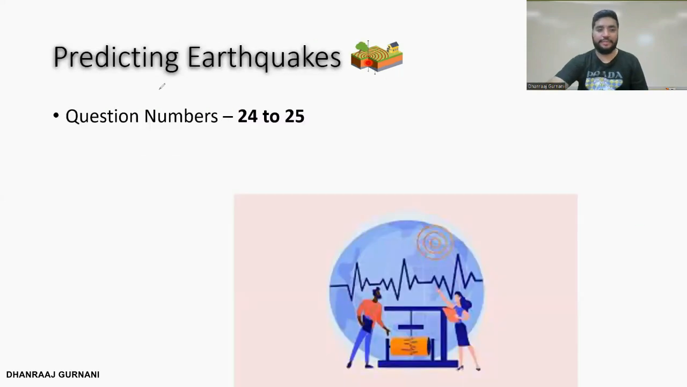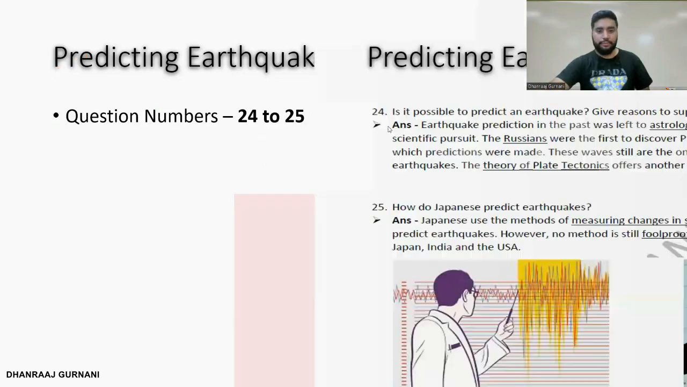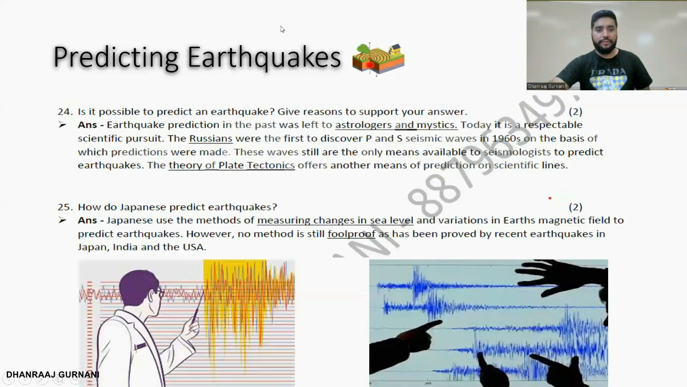Moving to the final answer, predicting earthquakes. We have two questions here, question number 24 and 25. Let's see what question number 24 says. Is it possible to predict an earthquake? Give reasons to support your answer. Earthquake predictions in the past were left to astrologers and mystics. Today it is a respectable scientific pursuit.